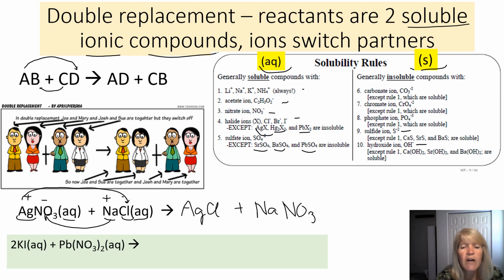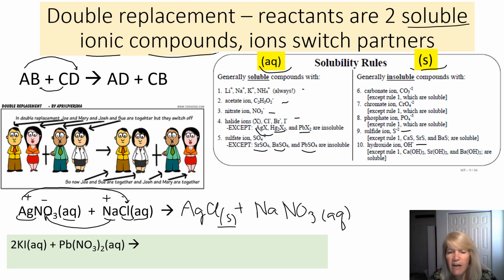So silver chloride. The rule, we're going to look for the chloride. And notice silver chloride is one of the exceptions. So this is solid. It's in the aqueous side, but it's an exception, so it's solid. And then sodium nitrate, well, that's rule 1 and rule 3. Those are always soluble, so this piece is aqueous. And so we do have a reaction because we made a solid. If these had both been aqueous, we would have no reaction. So that's how it works.